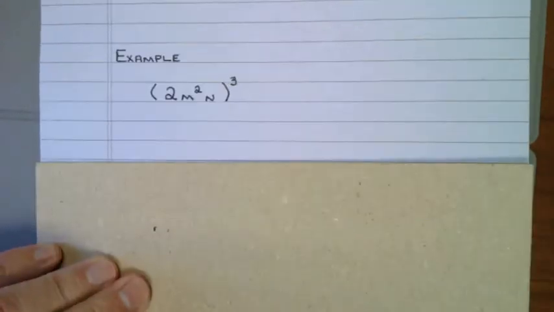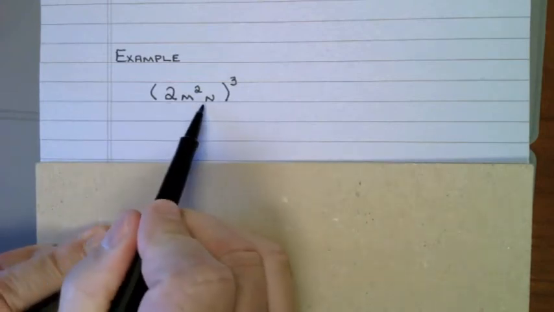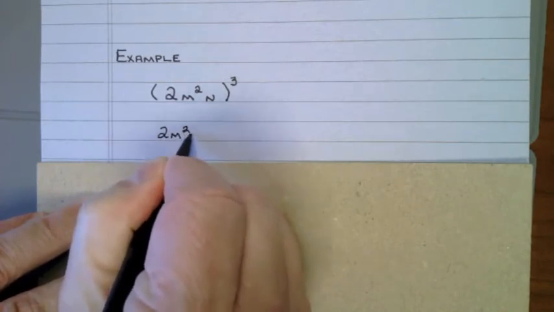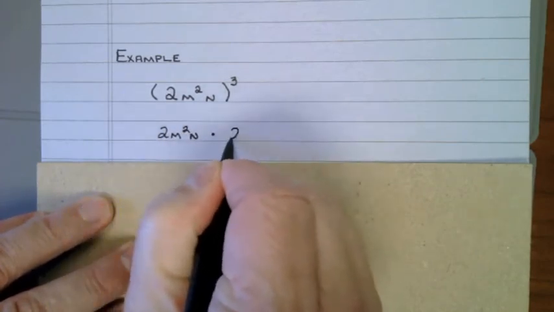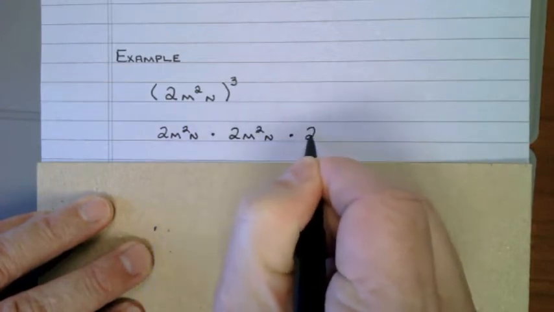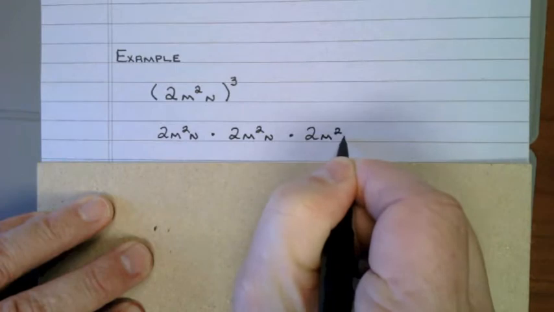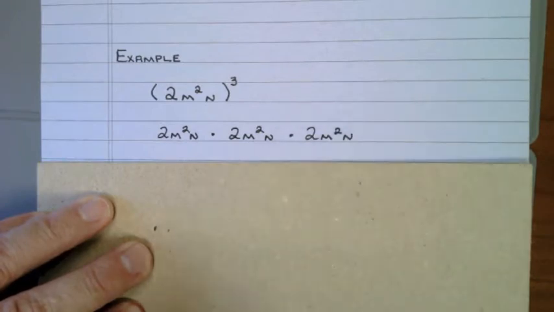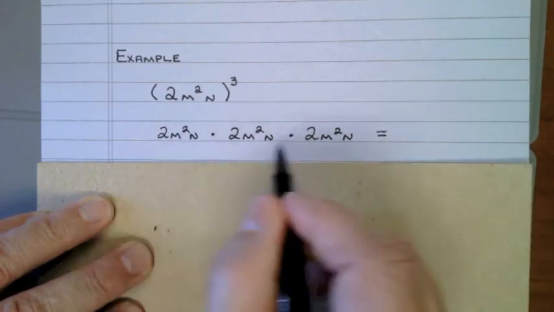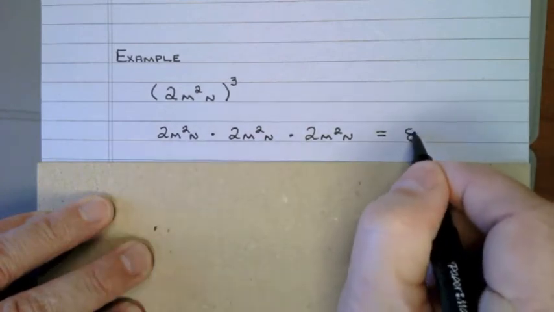So let's try this again. I'm going to take this monomial inside here and I'm going to raise it to this power. That means I'm going to take 2m to the second n and multiply it to 2m to the second n and multiply it to 2m to the second n. Again, I need to multiply all these coefficients together. 2 times 2 is 4, times 2 is 8.